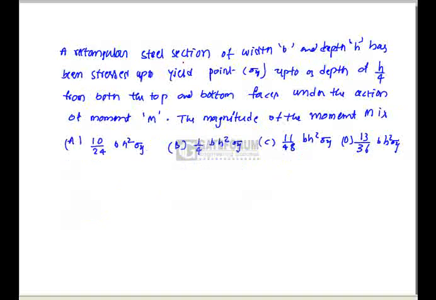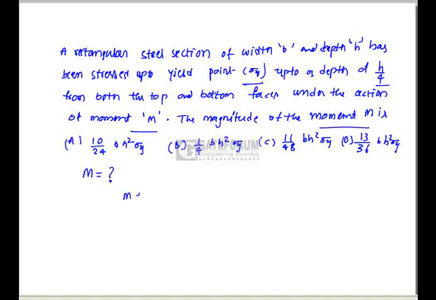The question is, a rectangular steel section of width b and depth h has been stressed up to yield point sigma y up to a depth of h by 4 from both the top and bottom faces, under the action of moment M. We have to find out the magnitude of the moment M.